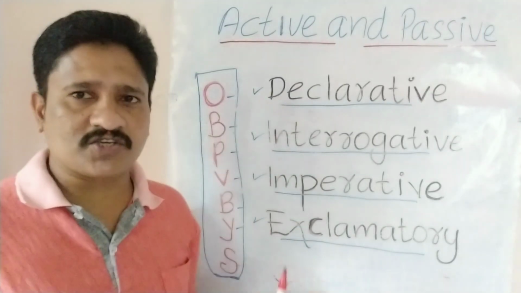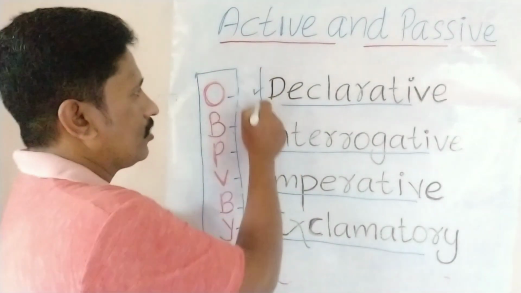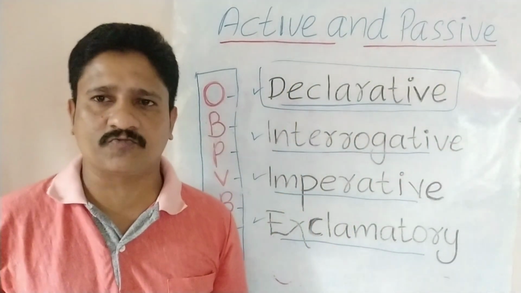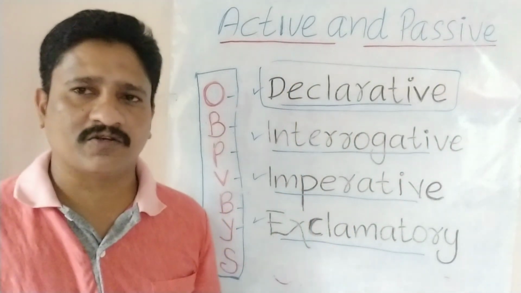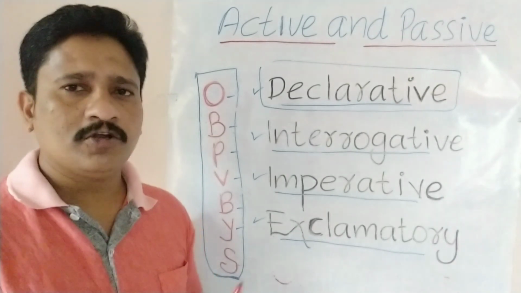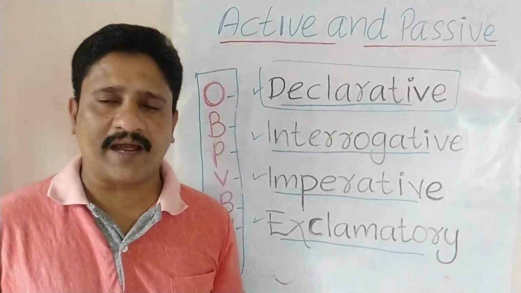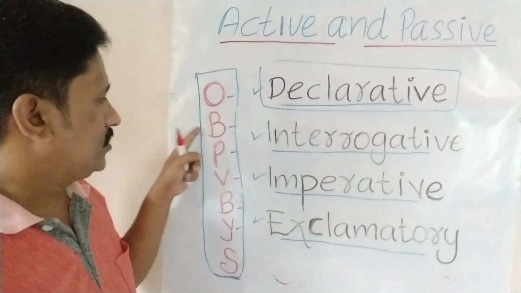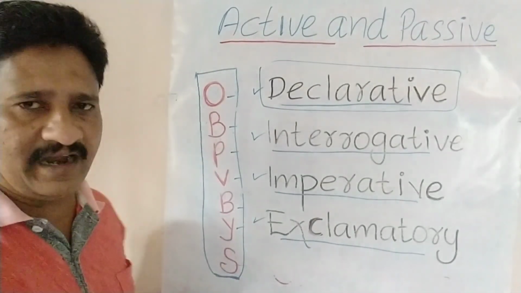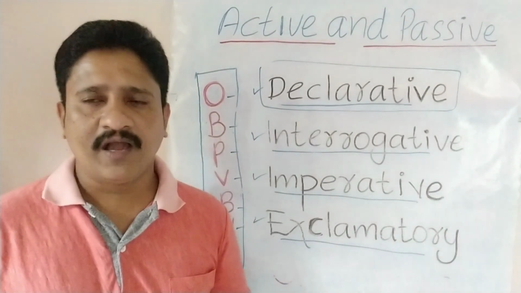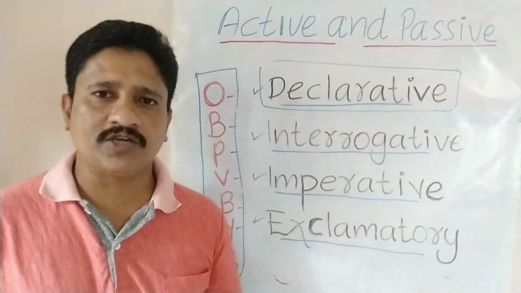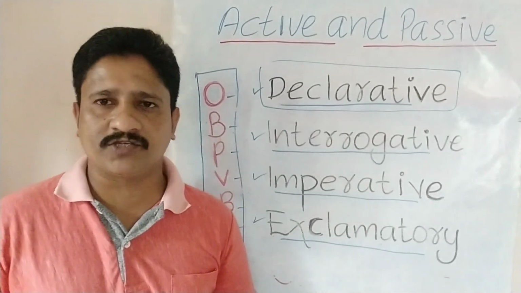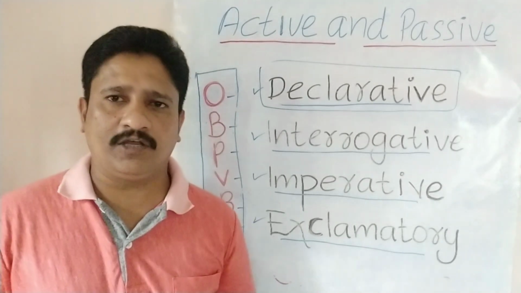In this session I'm going to focus only on the first type of sentence, that is the declarative sentence, which offers a statement. When you change a declarative sentence from active voice into passive voice, you only need to remember OBPBS. This is a code, and if you remember this code, converting a sentence from active into passive voice is not going to be a big deal for you.